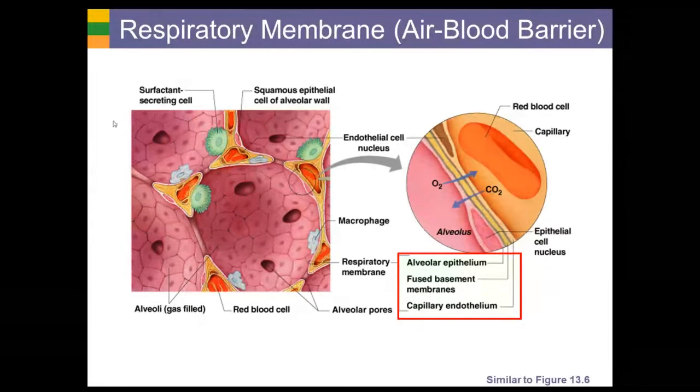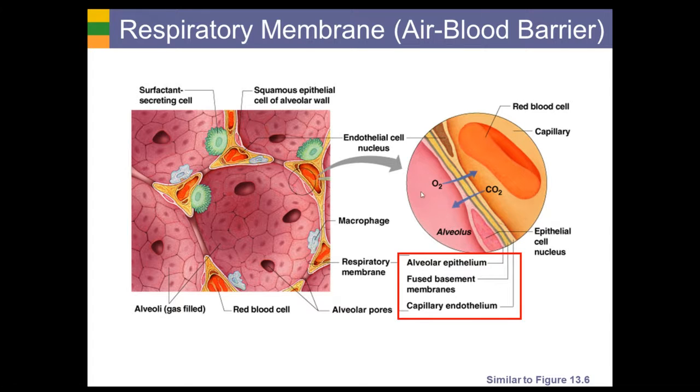So this is the image from your book. This is basically like a frontal section of an alveolar sac, right? And then here what you have is a cross section of a pulmonary capillary that is on the outer surface of an alveolus. So this is your respiratory membrane.